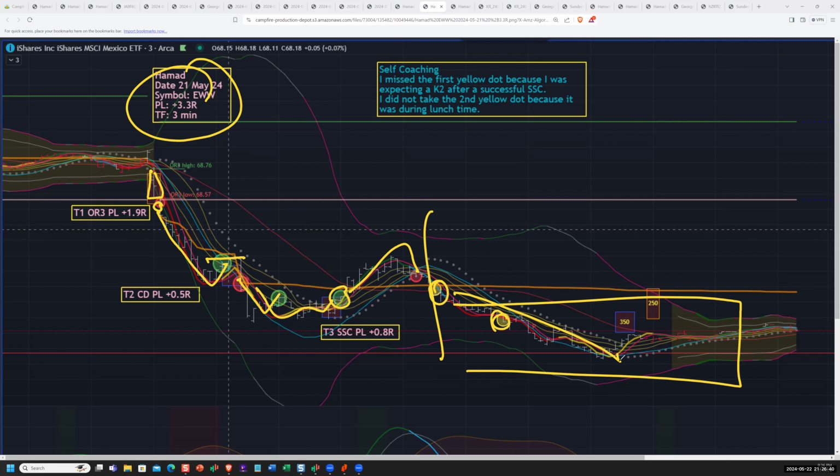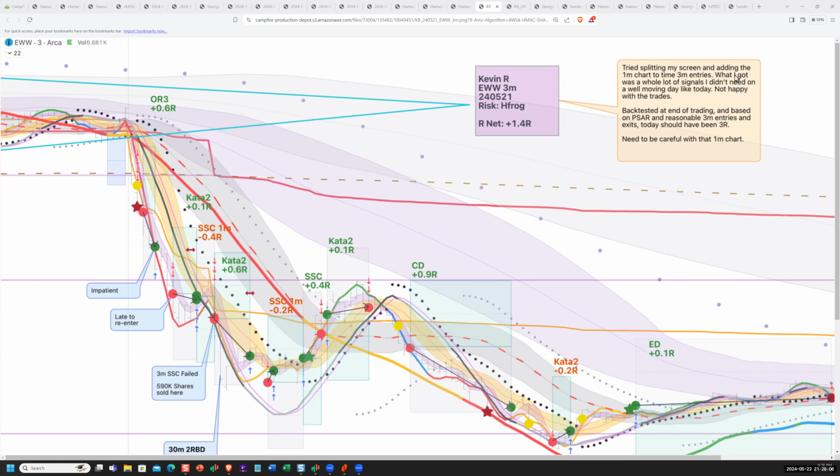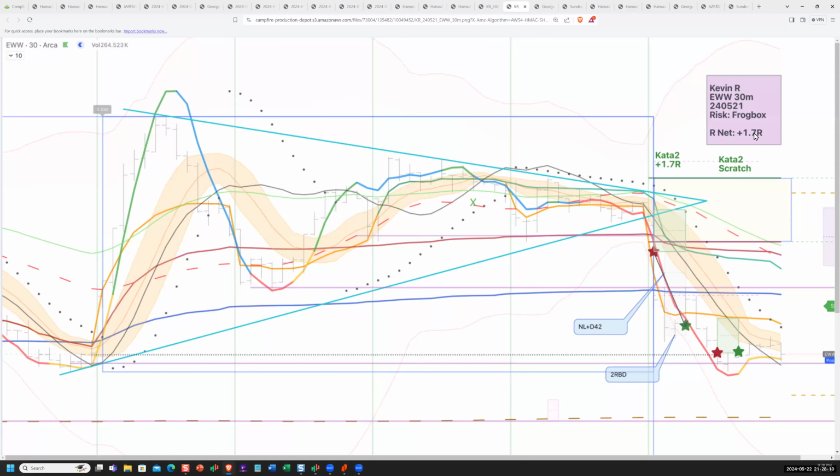He's still kind of monkeying around with different ways to array the screens between 3 and 30. He brings in 1.7 on the 30-minute. How nice and smooth that is when you have a large directional day. No improvements.